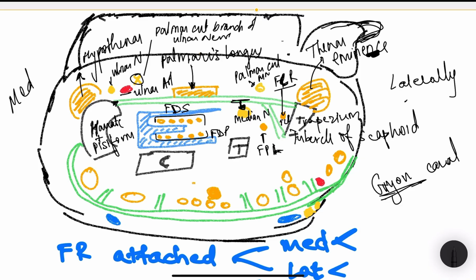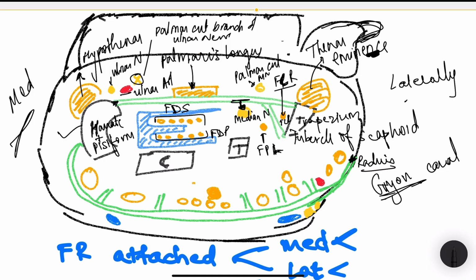The extensor retinaculum is again a thickening of the deep fascia, which extends medially from the hamate and pisiform, as the image shows, and laterally, as you can see, the retinaculum is going all the way till here, which means that laterally it is attached to the radius. Okay, so that is interesting, right? It's not attached to the trapezium or the scaphoid, but it is attached to the radius laterally, which is different from what we had seen in flexor retinacula.